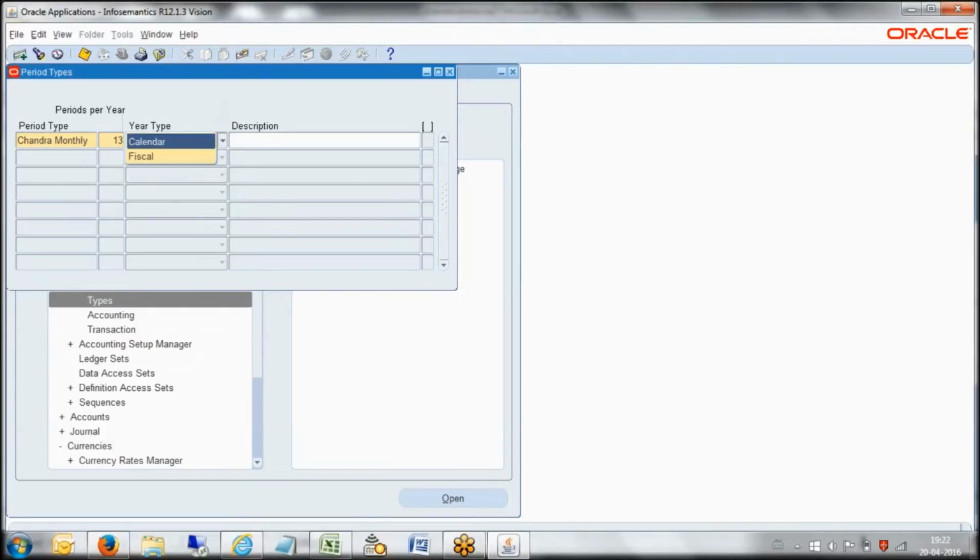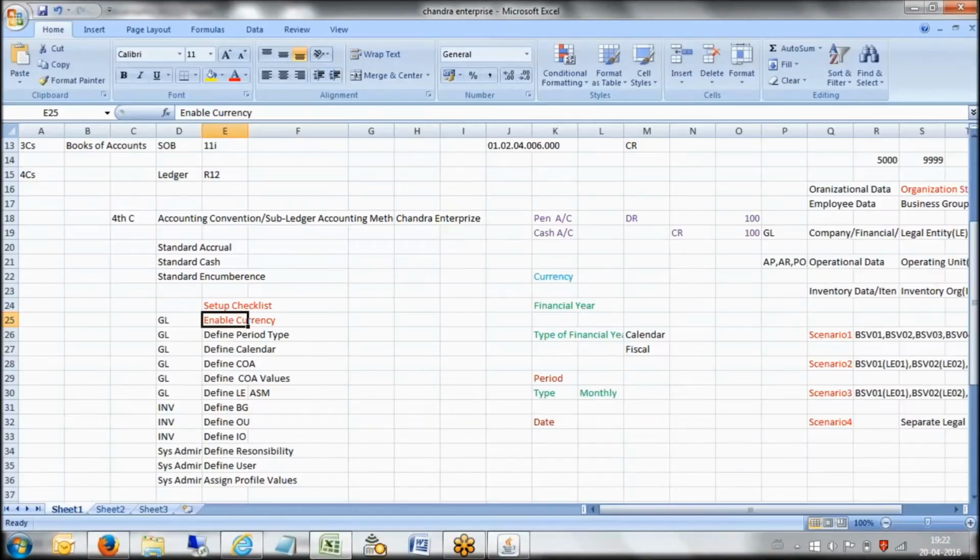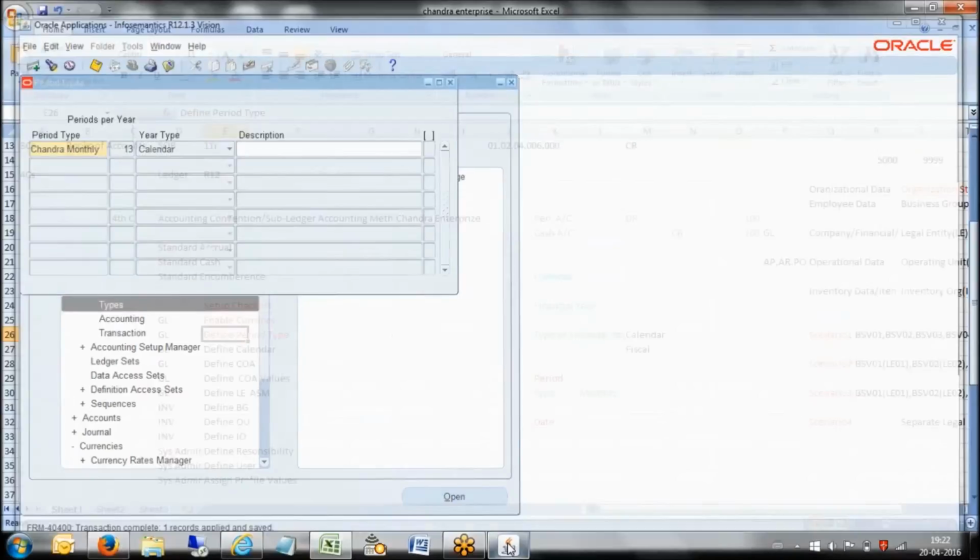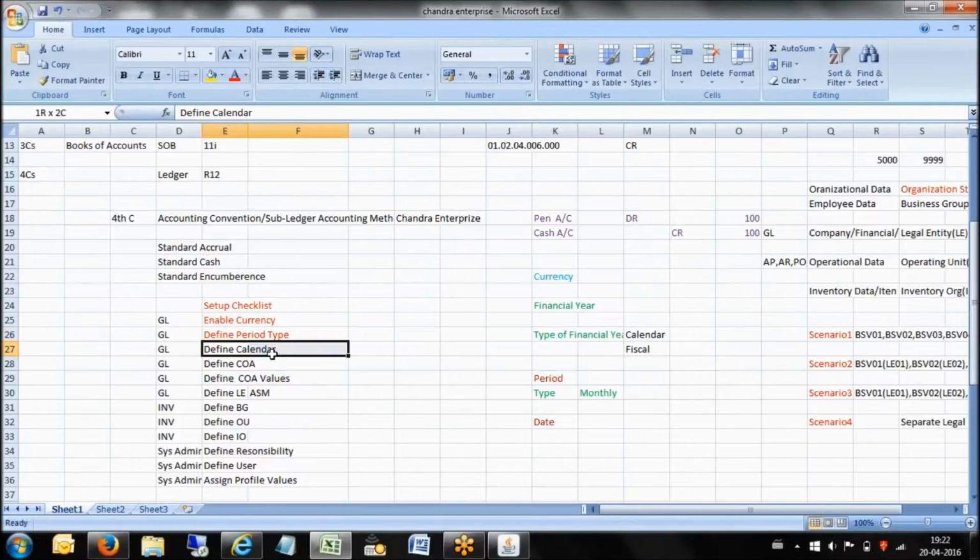Year type: calendar or fiscal. You need to choose which one you want. Description, you can give anything, but this is optional. You can leave it blank. Save it, and that's all, you're done. We'll do calendar from the calendar screen. We'll do it tomorrow.